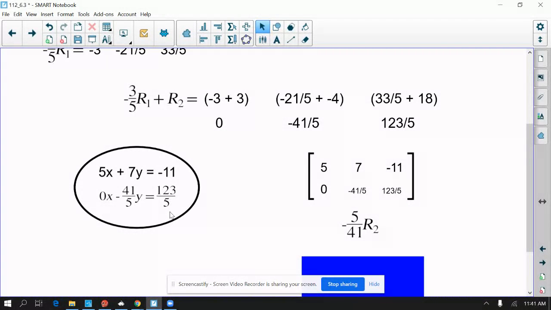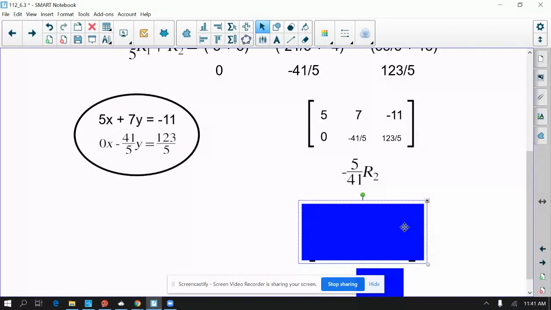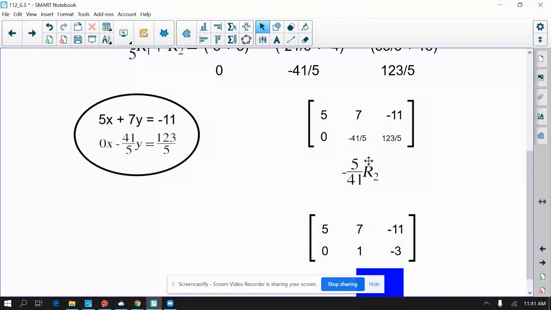That's what we would do. But now let's practice row operations. Instead of dividing by negative 41 fifths, it's equal to multiply by the reciprocal. So I'll multiply everything in row 2 by negative 5/41. And multiplying 0 by this keeps this at 0. Multiplying negative 41 fifths by negative 5/41, everything cancels out and you're left with 1. And multiplying this by negative 5/41 results in negative 3.